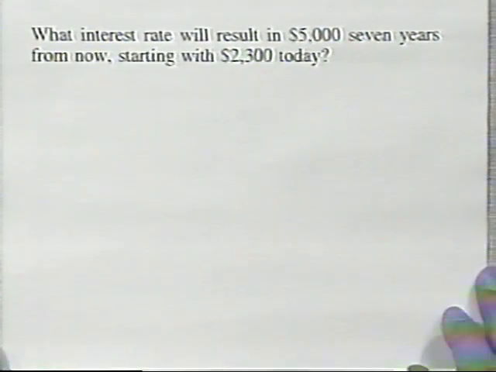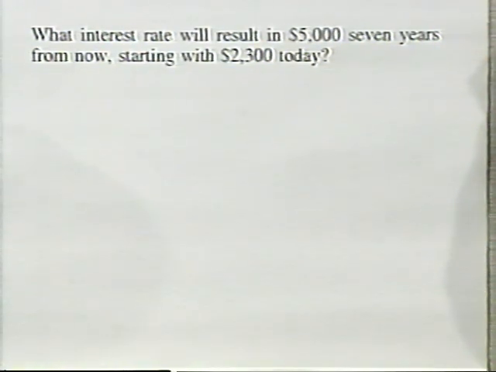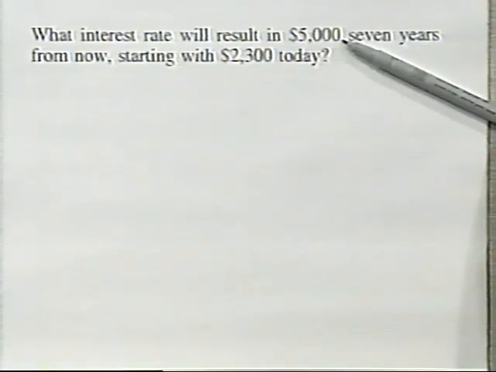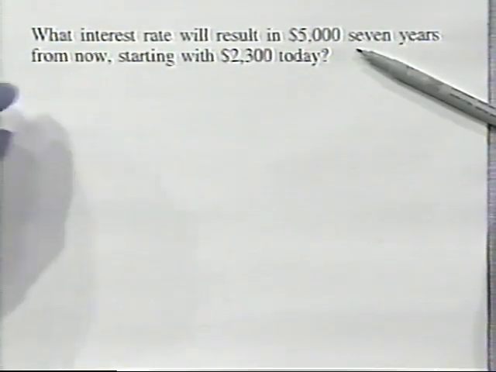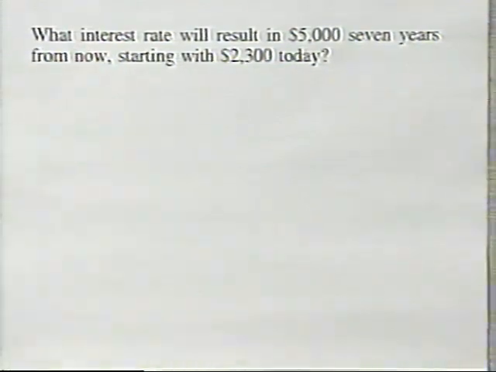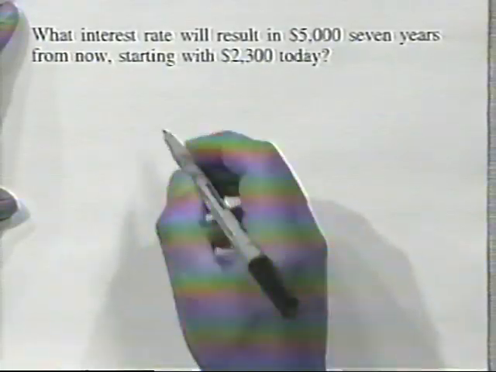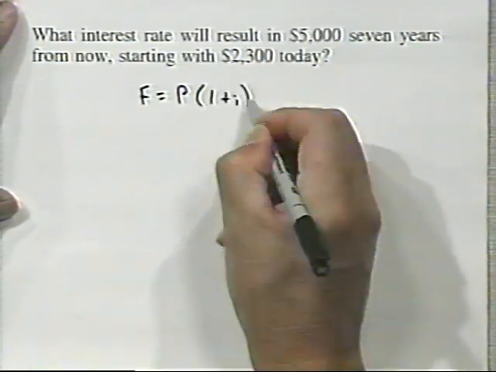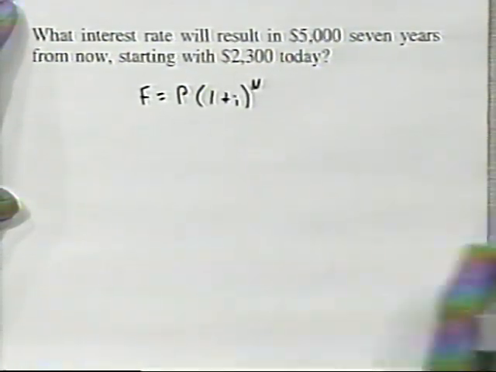Here's a problem. What interest rate will result in $5,000 7 years from now, starting with $2,300 today? So you're given a present worth of $2,300 today, a future value of $5,000, and you know that the period is 7 years, but you have to calculate the interest rate. For example, you want to save up $5,000, and you need to know what rate to invest at to get that money. Well, we have our compound amount formula relating a present worth to future worth.